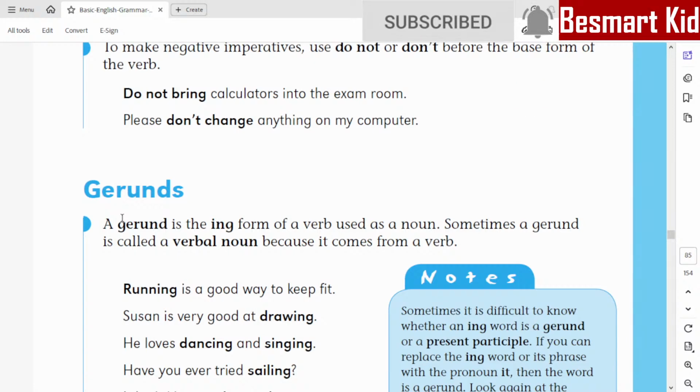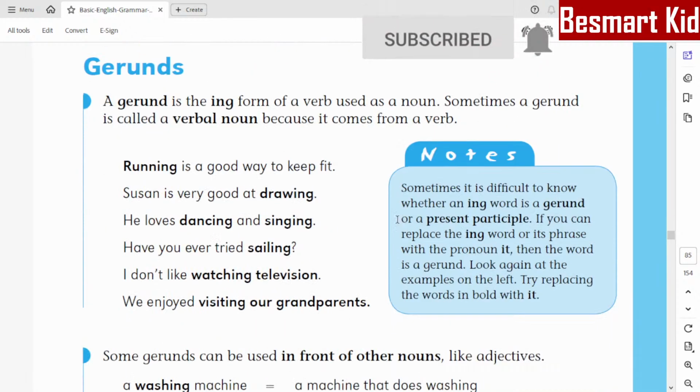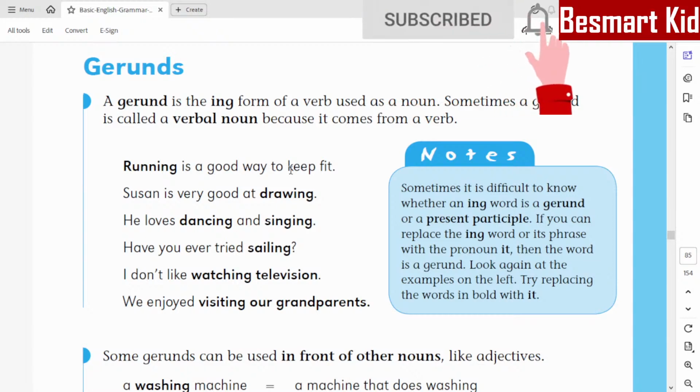And now we have the gerund. A gerund is the ing form of the verb used as a noun. Sometimes a gerund is called a verbal noun because it comes from the verb. Example: running is a good way to keep fit.